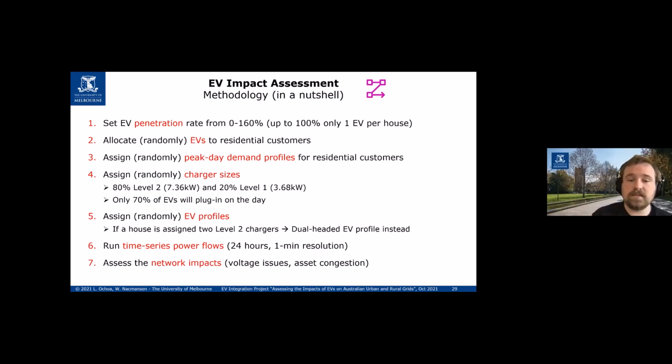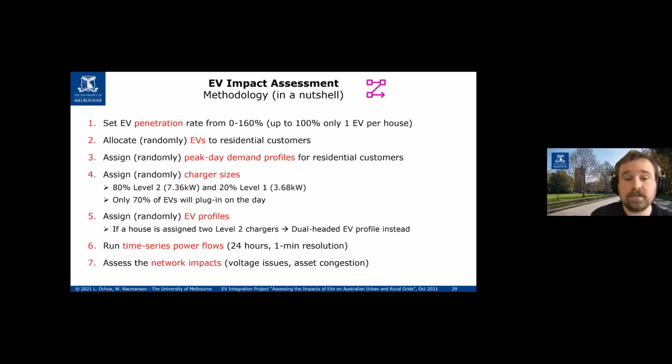And then, of course, we want to assign the profiles for the EVs that were presented earlier. The important thing there is, if a house is assigned a level 2 and a level 1, that's no problem. You just assign the level 2 profile and the level 1 profile. But if we have a house that's had one level 2 charger, and then another EV penetration is assigned a second EV with a level 2 charger, then we need to replace both those profiles with the new profile that we were talking about earlier, to represent the behavior that we see in dual-headed level 2 chargers, where in particular we see that longer charger duration.